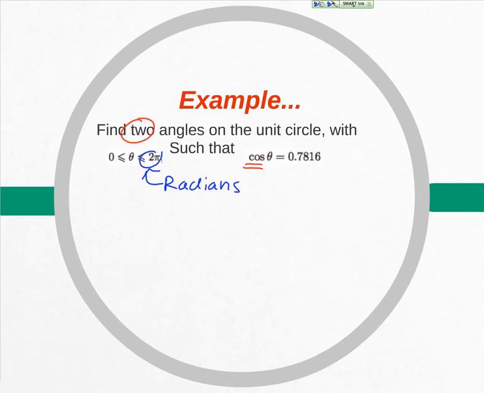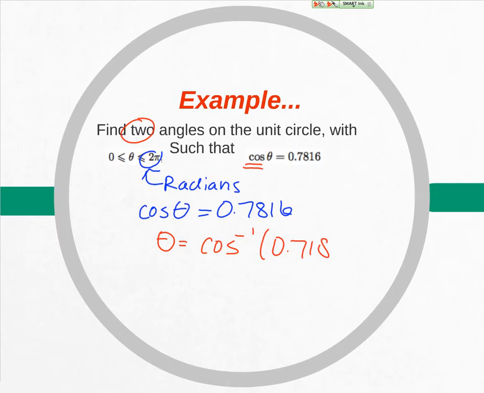So first I'm just rewriting the problem. The cosine of theta equals 0.7816. Just like I was talking about before, we know the opposite of adding is subtracting, and to get rid of a square, we square root. Well, to figure out what theta is, I have to do the inverse cosine. So theta is going to equal the inverse cosine of 0.7816.